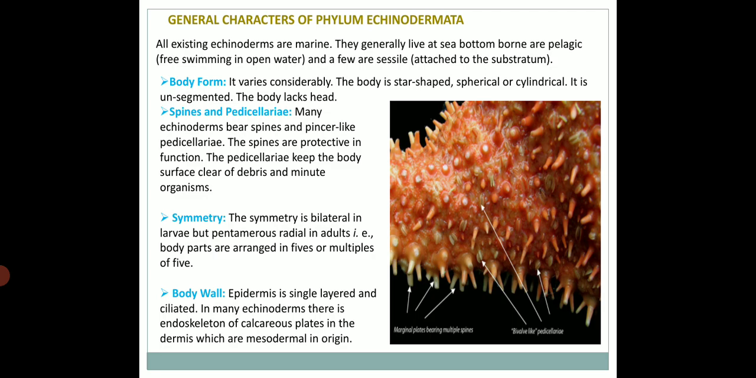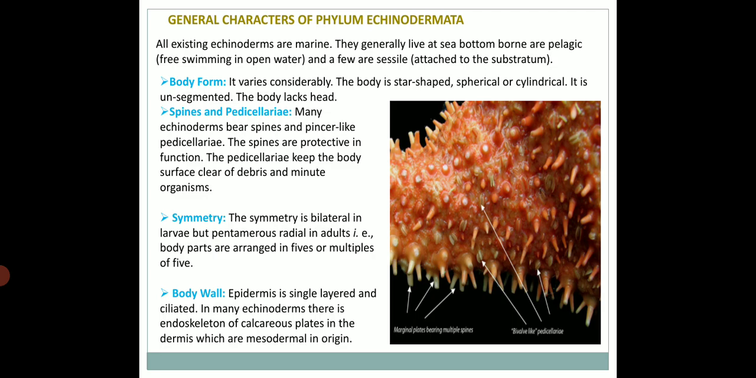The first important character is the body form. Here it varies considerably. The body of echinoderms is star-shaped, spherical or cylindrical. It is unsegmented and the body lacks a head.